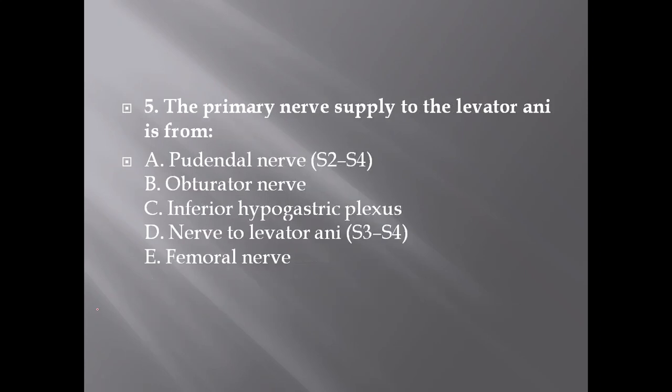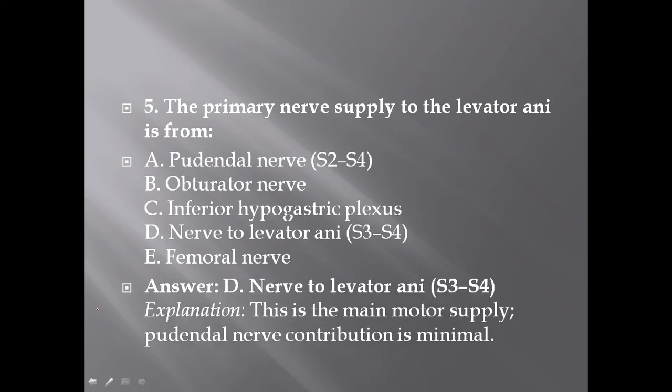5. The primary nerve supply to the levator ani is from A. Pudendal nerve, that's S2 to S4. B. Obturator nerve. C. Inferior hypogastric plexus. D. Nerve to levator ani, which is from S3 to S4. E. Femoral nerve. The answer is D. Nerve to levator ani, which is from S3 to S4. This is because it is the main motor supply. Pudendal nerve contribution is minimal.